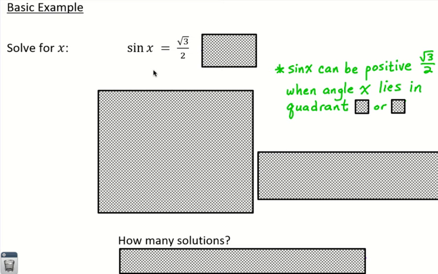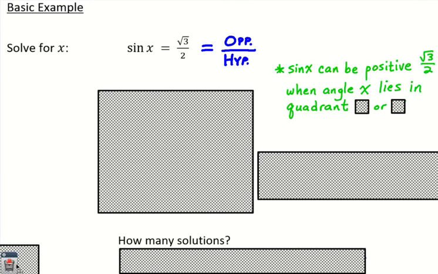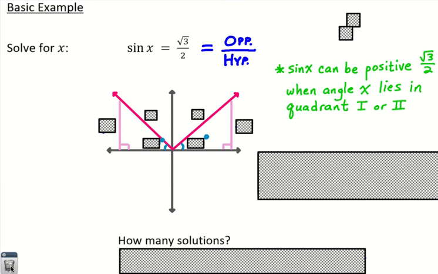Now, this is actually a pretty basic example to start off with. The sine of what equals root 3 over 2? Now, let me show you a bunch of stuff. Okay.